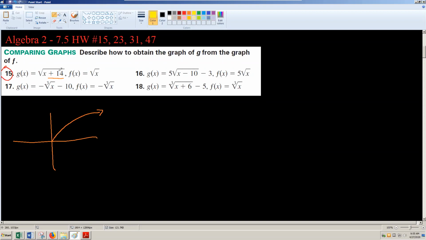This plus 14 is really the opposite of what it appears to be. So my h value here is negative 14. What this h value of negative 14 means is it's going to go left 14. So this is now going to start all the way over here at negative 14 and then go up and do the same stuff. So it's going to shift left 14 units. Any questions on this one?